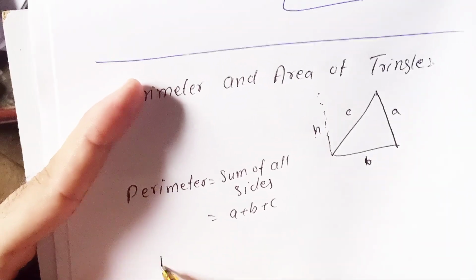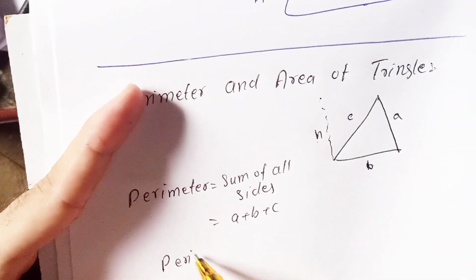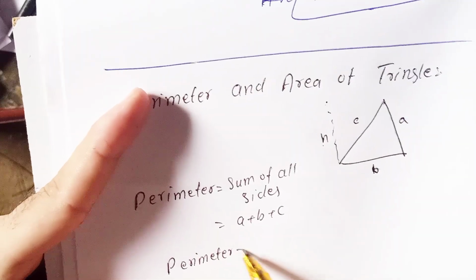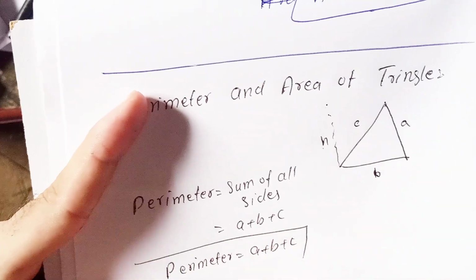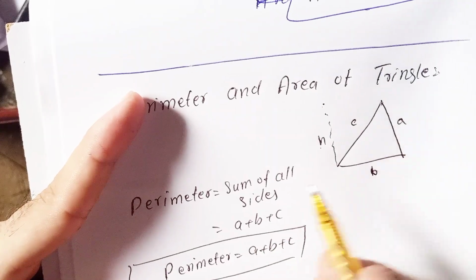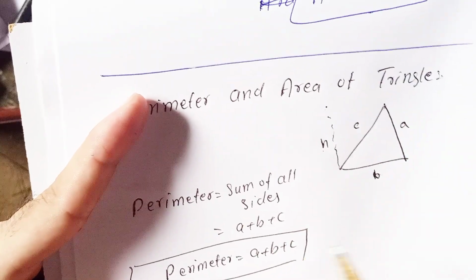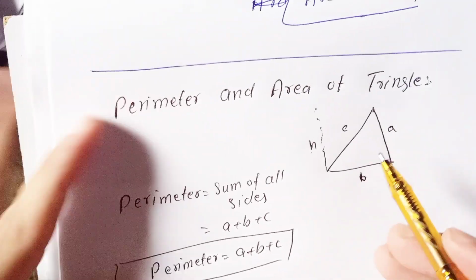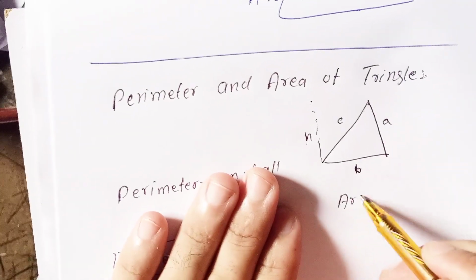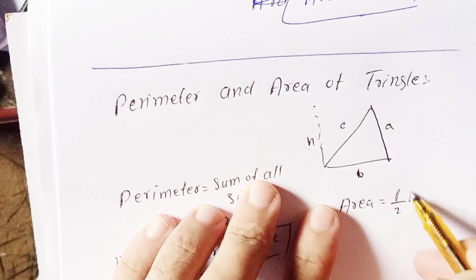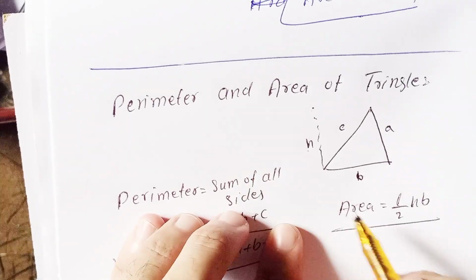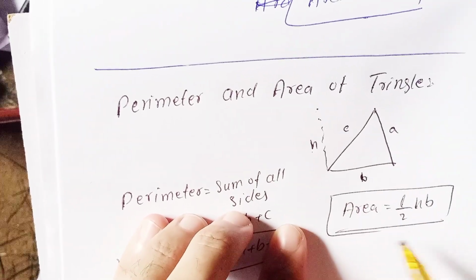So the perimeter is equal to a plus b plus c. So the perimeter of any triangle is equal to a plus b plus c, and the area of the triangle is equal to half of height multiplied by base. This is the formula for the area of the triangle.